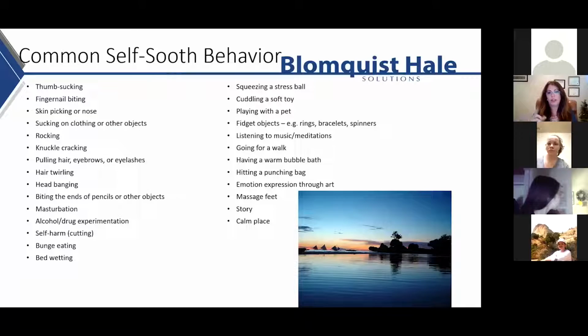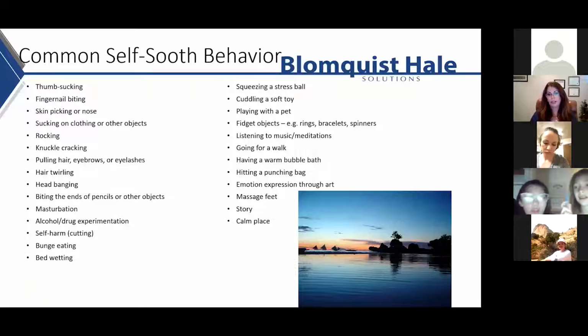So going for a walk, a warm bubble bath. Warm and cold, this is scientific also. This is the other part, is temperature. So you want to do cold or hot. I could put ice cubes in the hands, same thing. Something to change your state back to, oh, I'm present. These are all present activities.